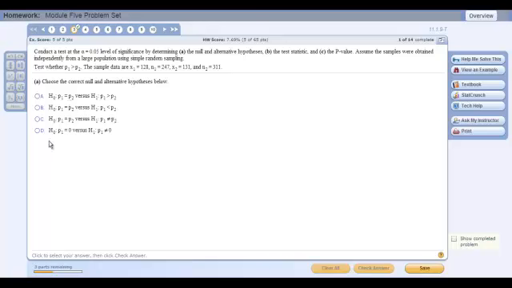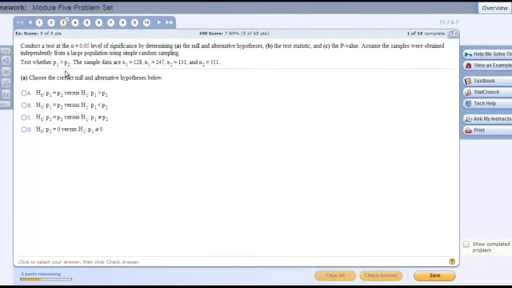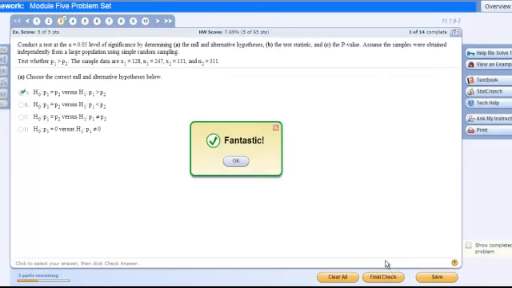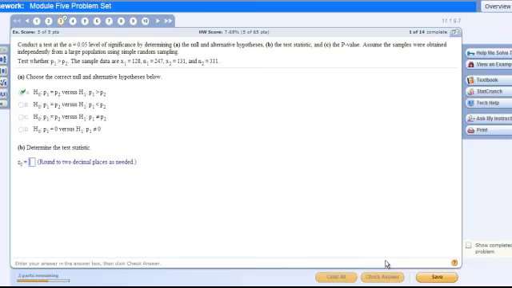So right away we can get rid of P1 equals 0. That doesn't tell us that those two aren't equal. It just tells us P1 is 0, and we don't even know that. So we'd eliminate D, and then the alternative is always what we're testing. So that would be P1 is greater than P2. So right away we'd pick that one, check our answer. That looks good. And then determine the test statistics.